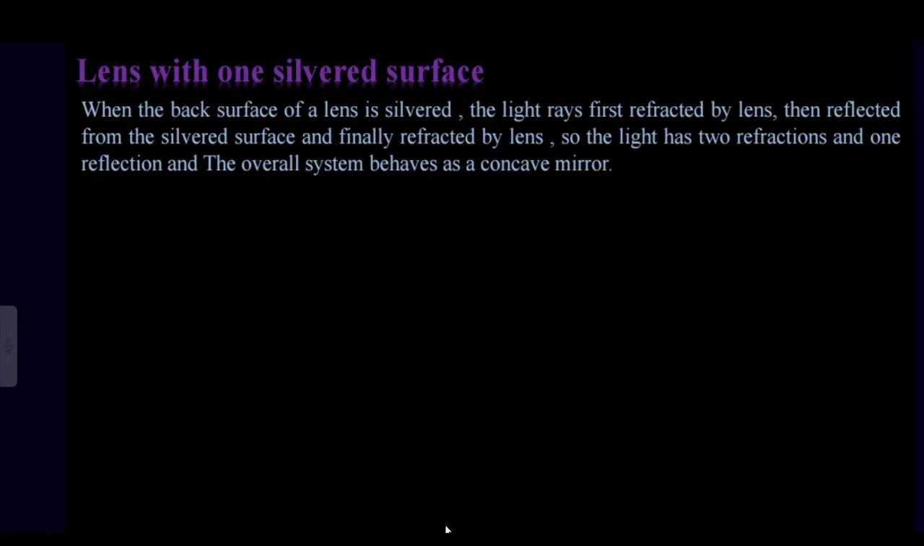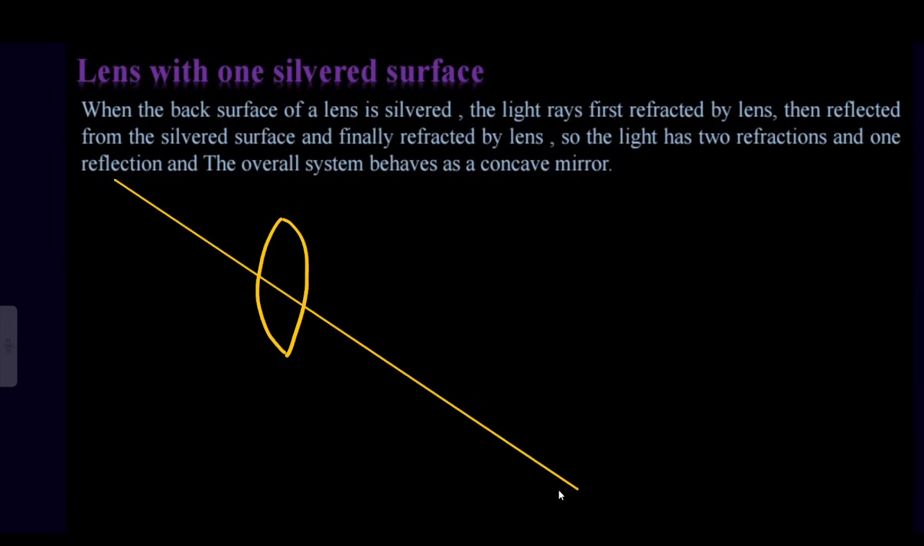Generally, the back surface of a lens is silvered. Then in that case, what happens here? Let us consider we have taken a convex lens, and the convex lens back surface is silvered. When the back surface is silvered, now let's see what will happen.